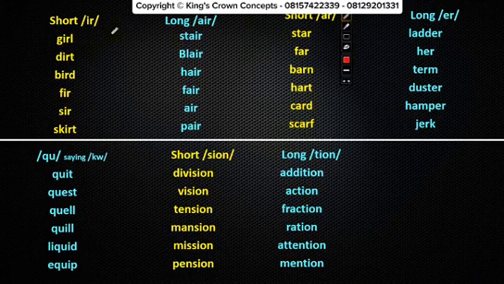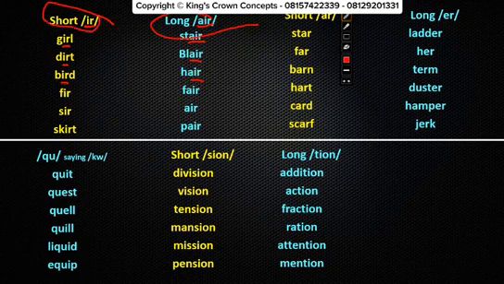Alright, this is phonogram ER, as in girl, dirt, bird. This is phonogram AIR, also saying air, as in bear, hair. So short air and long air. We also have star, short and long ER, ladder, stir.